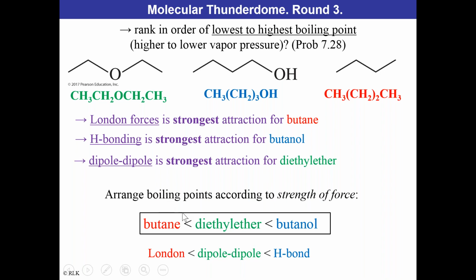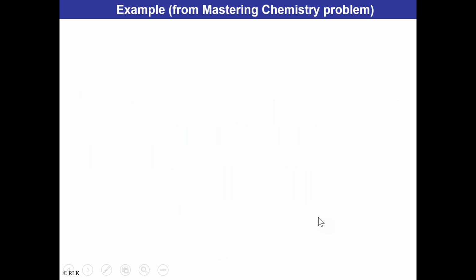So here I had highlighted butane is less than diethyl ether is less than butanol. If you wanted to do that with respect to the actual intermolecular forces, which I would always recommend, then whether this is on a quiz, an exam, or the Mastering Chemistry homework, go ahead and slow down and write everything that you do know, like London is less than dipole is less than H bond. So that's another way to look at this problem.